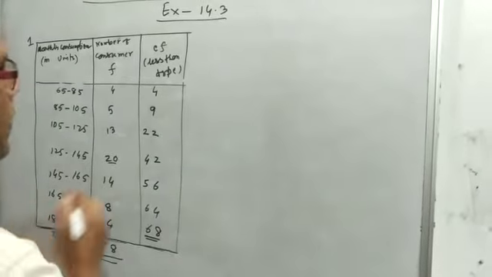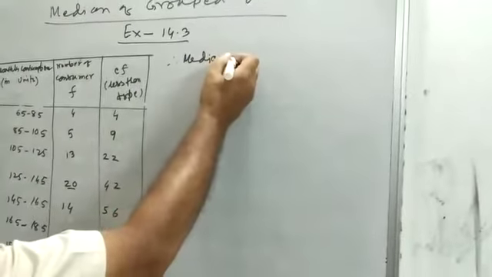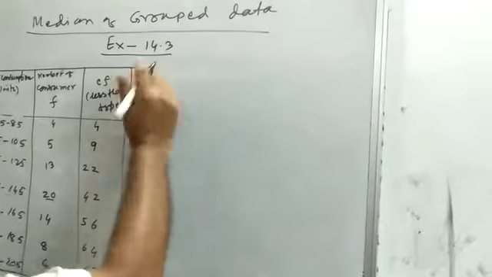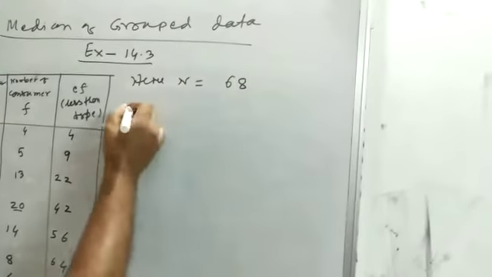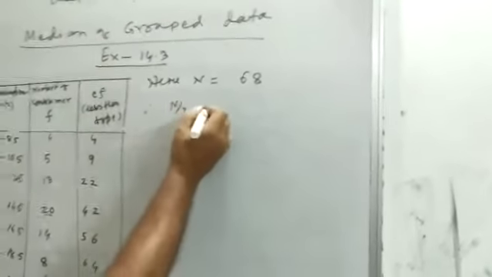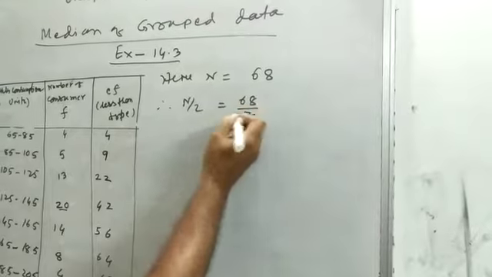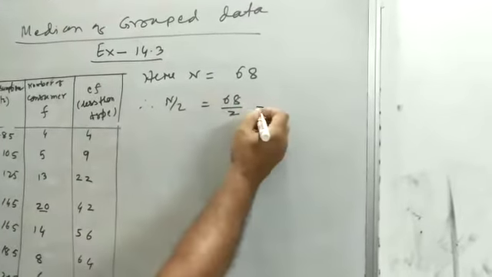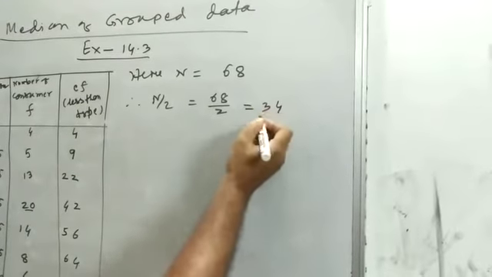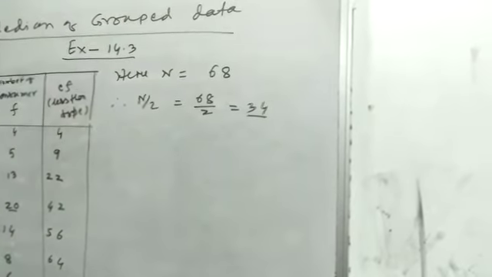Then we will find the median class. How to find the median class here? The total of frequency is how much? 68. Then we immediately find n by 2: 68 by 2, not divided by any other term. It should be divided by 2, and it is 34. Okay, we got n by 2 is 34.